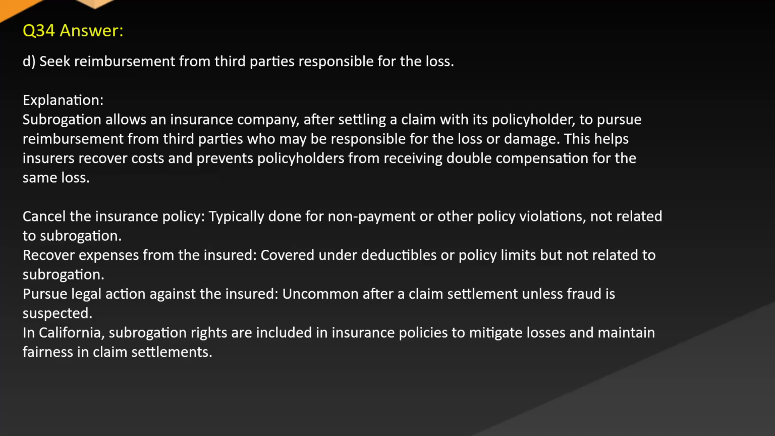Answer: D. Seek reimbursement from third parties responsible for the loss. Explanation: Subrogation allows an insurance company, after settling a claim with its policyholder, to pursue reimbursement from third parties who may be responsible for the loss or damage. This helps insurers recover costs and prevents policyholders from receiving double compensation for the same loss.